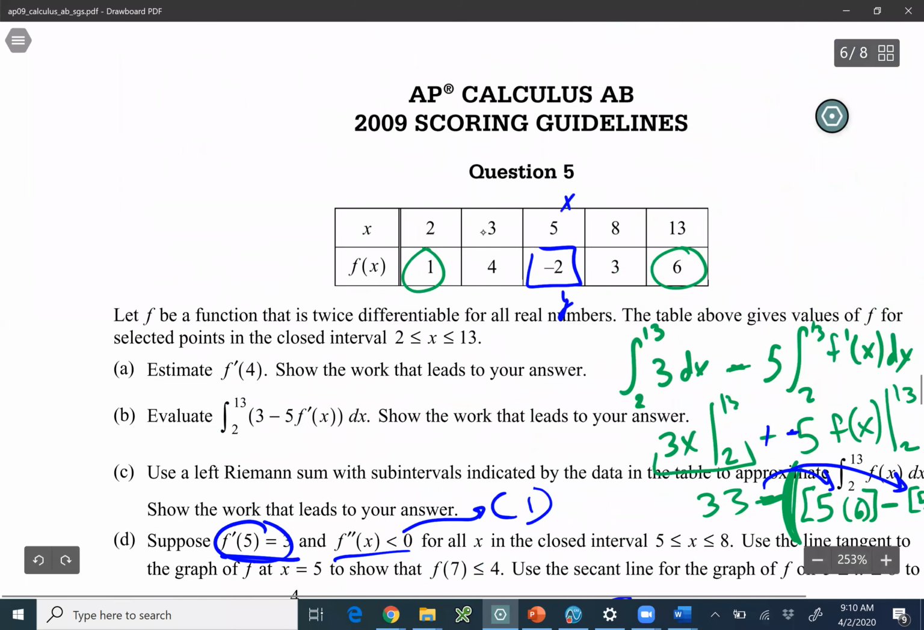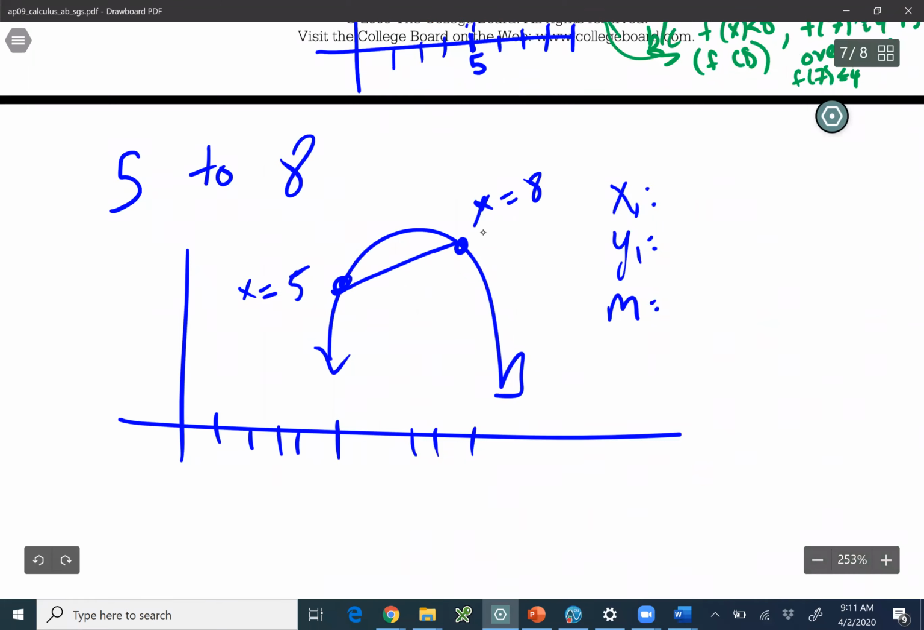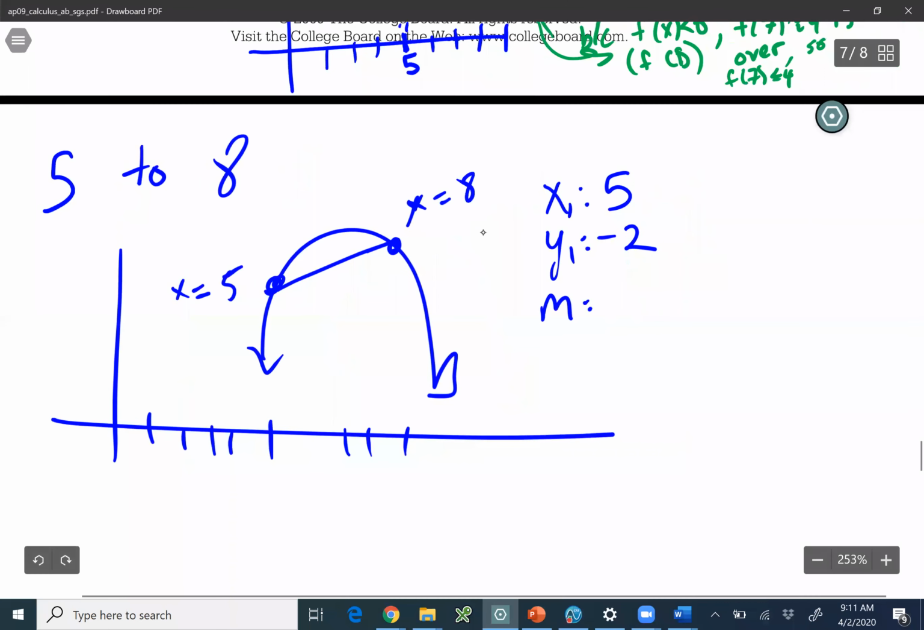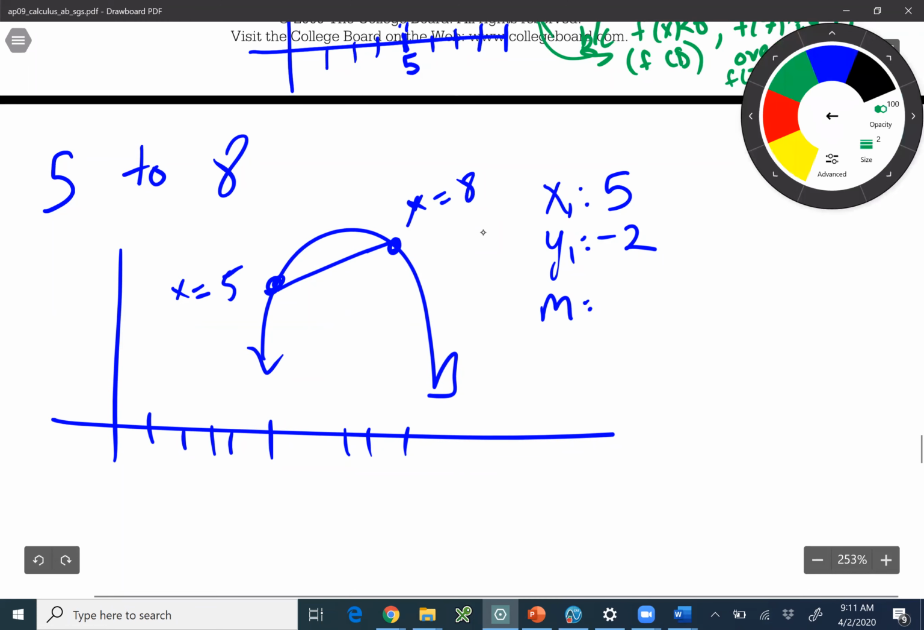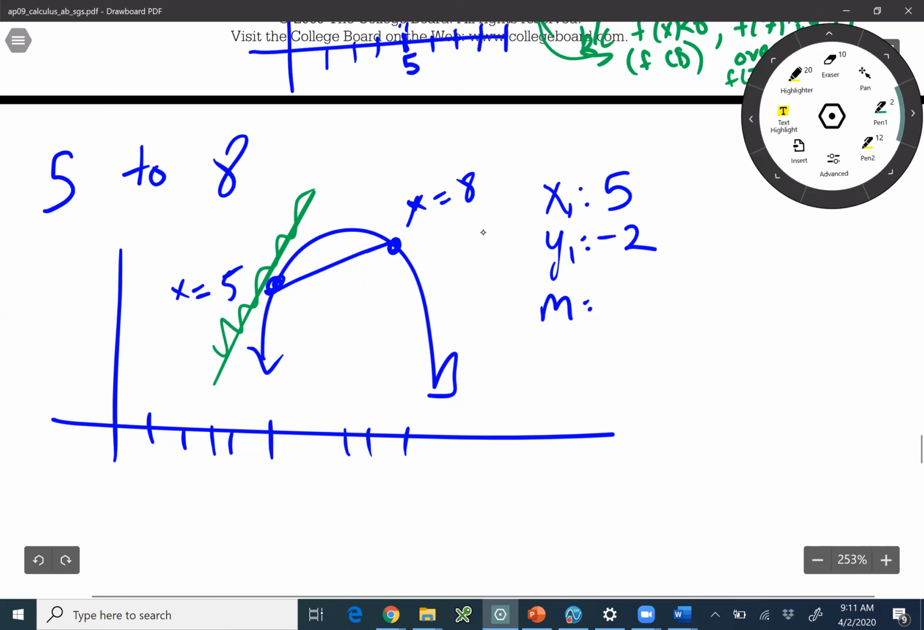So if we look at our table, at 5, it's -2, at 8, it's 3. It doesn't matter, you can pick. We know about both of them. So if you wanted to do x1 as 5 and y1 as -2, that would be great. But if you happen to do x1 as 8 and y1 as 3, that's fine too. Now the slope this time, though, we're not looking for the slope at 5. That would be the tangent line, right? If we did the slope at 5, what we'd be graphing is the tangent line, which we don't want. That was the question before.